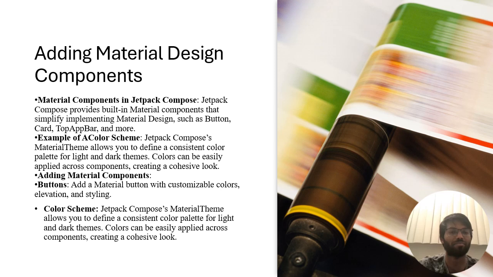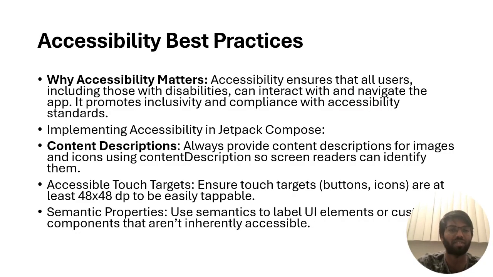Adding Material Design components. Material components in Jetpack Compose. Jetpack Compose provides built-in Material components that simplify implementation. Example of a color scheme: Jetpack Compose's MaterialTheme allows you to define a consistent color palette for light and dark themes. Adding Material components, buttons: adding a Material button with customizable colors, elevation and styling.